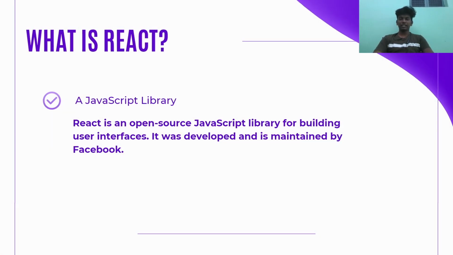What is React? React is a JavaScript library. What is a JavaScript library? A JavaScript library is a collection of pre-written codes and functions that we can use in our web application development.